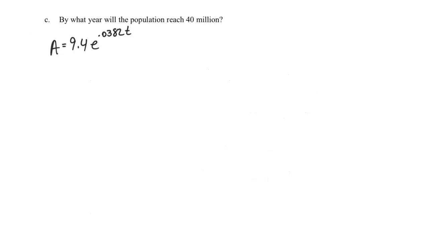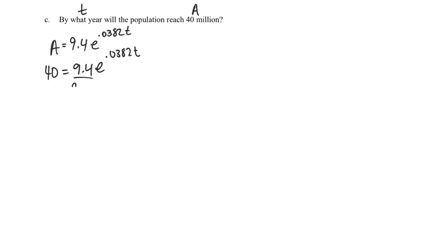Okay, I've gone ahead and copied over the equation from part A so that we can answer this question. By what year will the population reach 40 million? I know that I'm going to look for little t, and that 40 million is going to be my A. But I'm not going to put in 40 million because this is already in terms of millions, so I'm just going to substitute in 40. Then my objective is to solve for lowercase t.